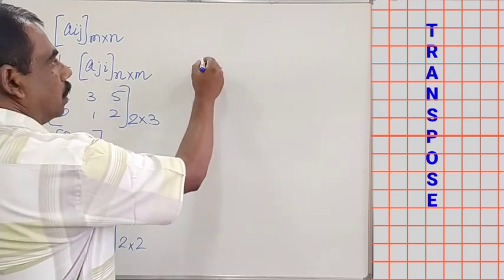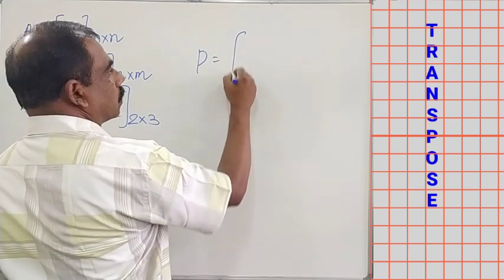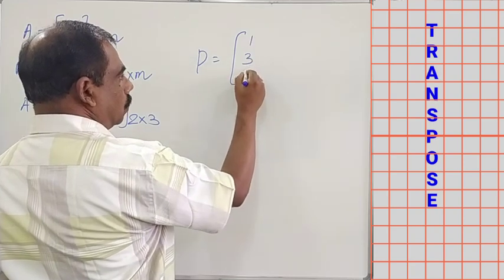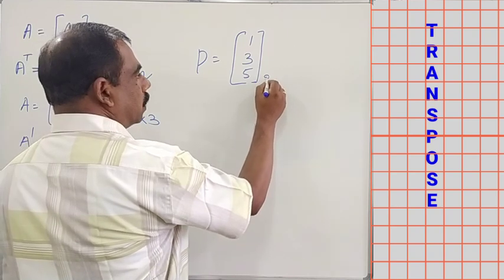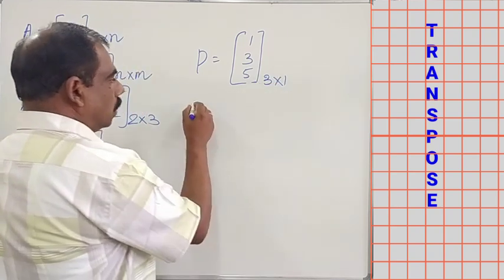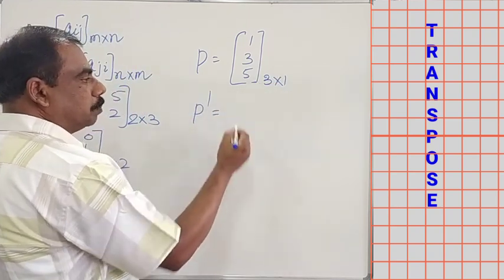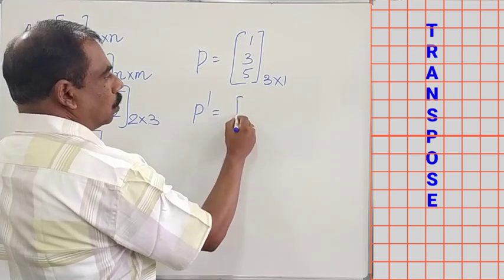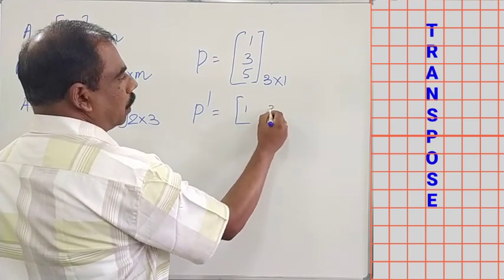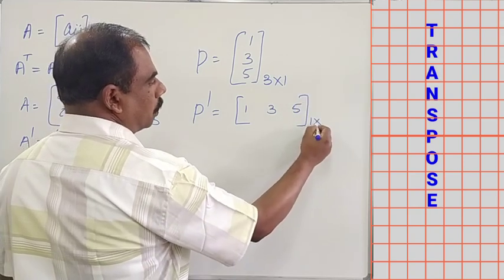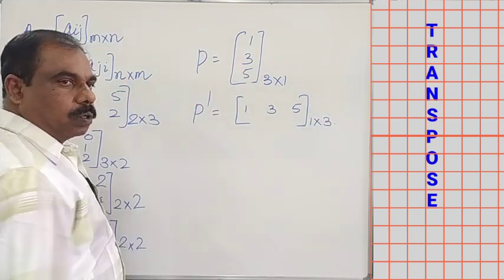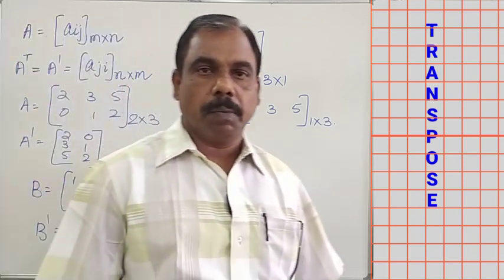Say for example, P is equal to matrix 1, 3, 5. We know that it's a column matrix and its order is 3 by 1. And its transpose, that is P dash, is equal to the row matrix, that is 1, 3, 5, and its order is 1 by 3. That's all about the transpose of a given matrix.